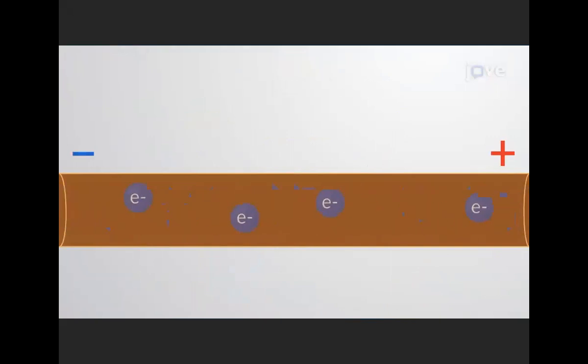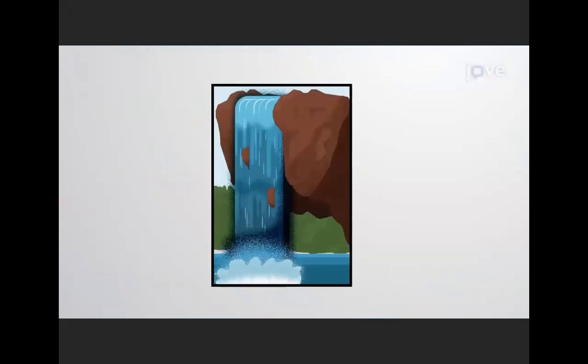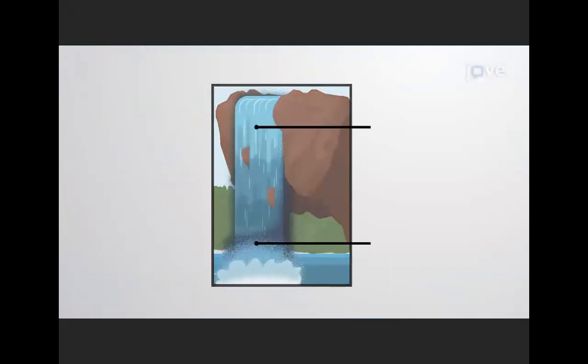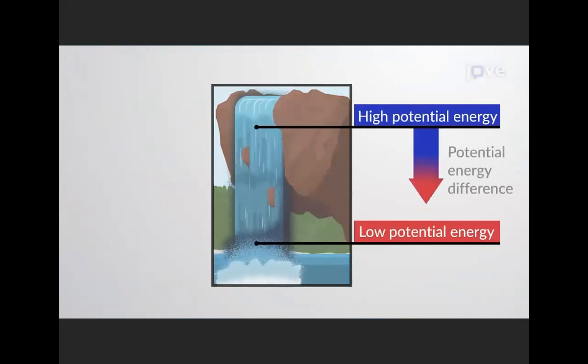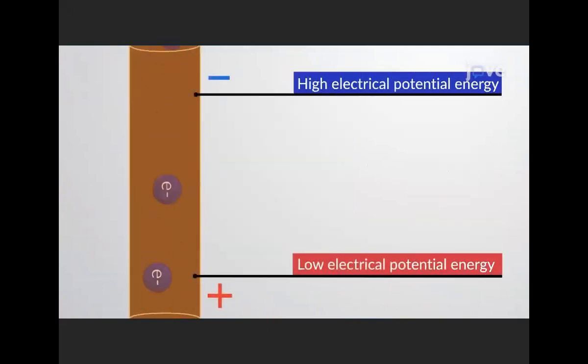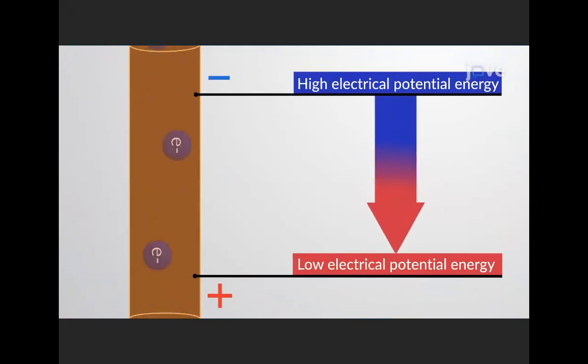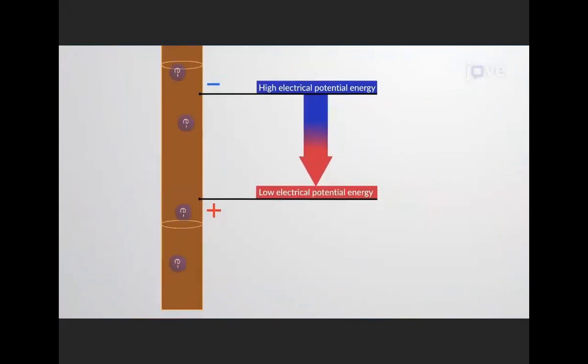The flow of electrical current is similar to water flowing down a waterfall. The water is driven by the difference in gravitational potential energy, while the flow of electrons is driven by the difference of the electrical potential energy between the reactants.